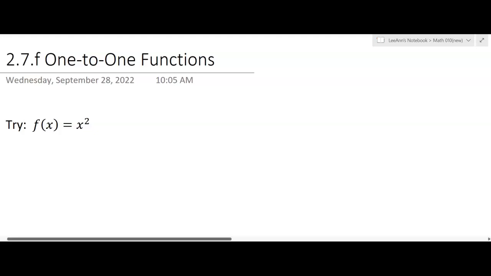All right, so we're going to start by looking at this function here. We're saying, oh, let's find the inverse. Okay, so we go y equals x squared. We switch the x and y. And then we want to solve for y. So you're like, oh, I'll take the square root of both sides.